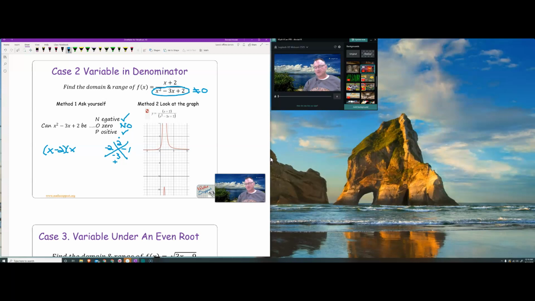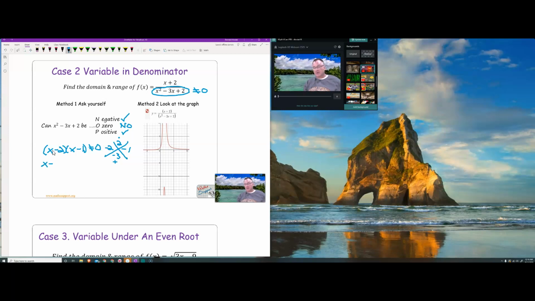I multiply those, I get positive 2. And when I add them, I get negative 3. That's not allowed to be 0. Okay, well, what would make that, so if either one of these is 0, we got to kick that out.